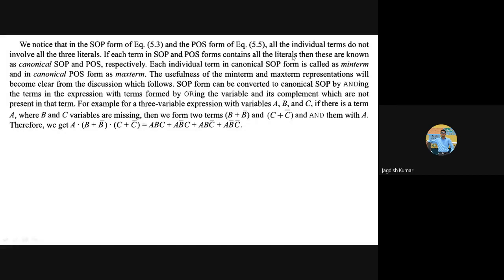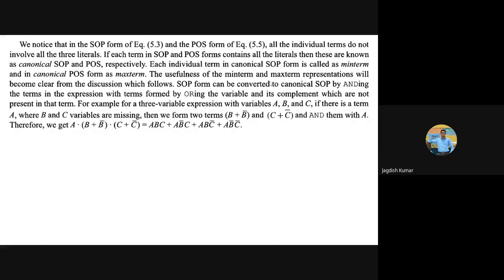All terms don't have all the literals. Therefore, that is not a canonical form. However, in case we could put them in canonical form, then each term will be termed a min term in case of SOP and a max term in case of POS. Now, the usefulness of min term and max term is going to be clear shortly. I'll be demonstrating it in coming lectures and even some part of it today.